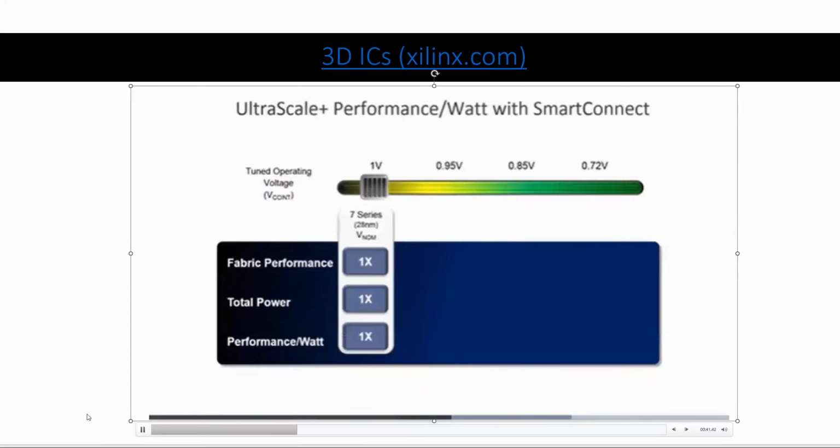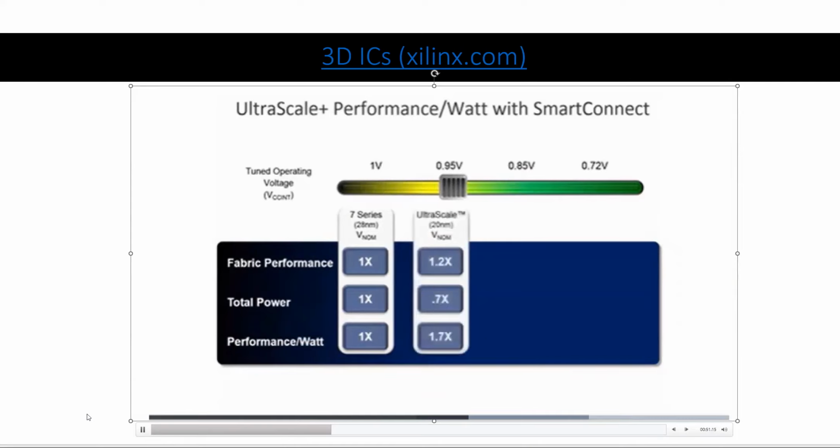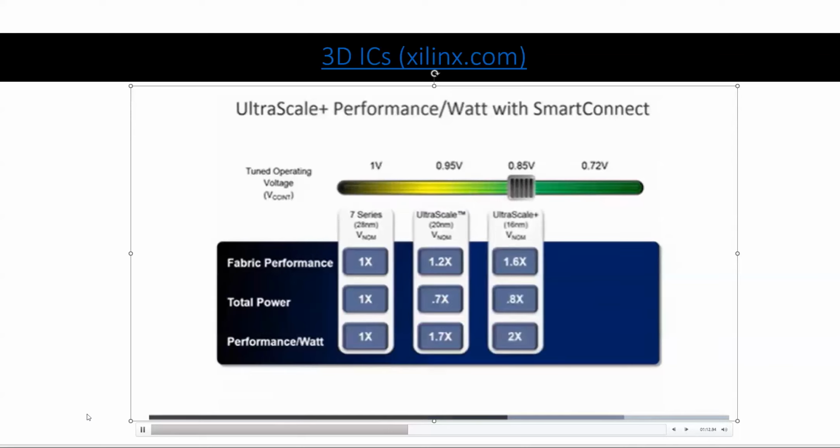So let's take a look at how this all comes together. Here, we've normalized performance per watt against our 28 nanometer 7 series products. For 20 nanometer UltraScale devices, due to both process and architecture enhancements, you typically see a 1 to 2 speed rate improvement, or a 1.2x performance boost. With that, you also see a power reduction, typically around 30%, for a 1.7x performance per watt improvement relative to 7 series devices.